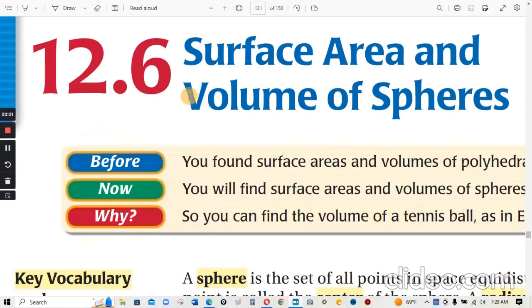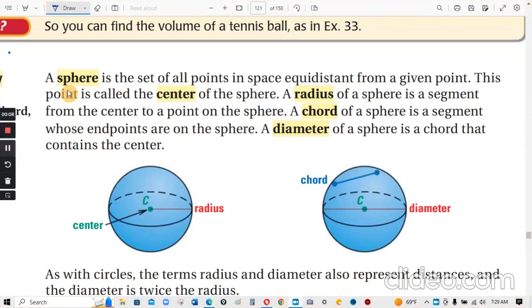Chapter 12.6, Surface Area and Volume of Spheres. A sphere is the set of all points in space equidistant from a given point. This point is called the center of the sphere.